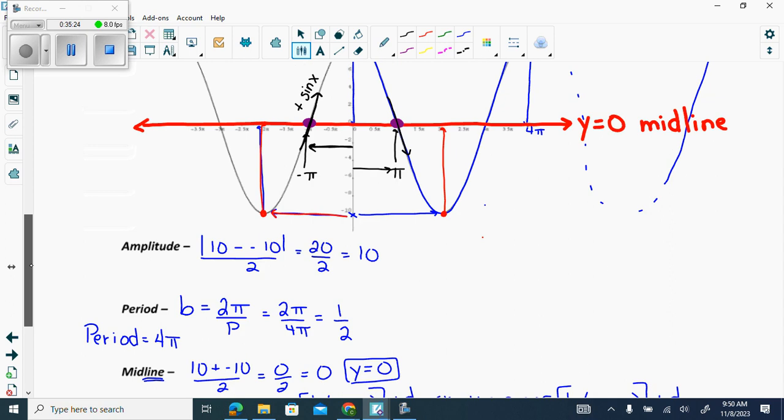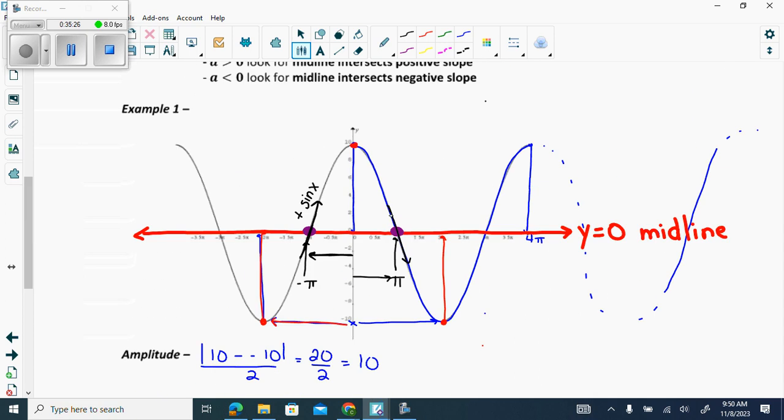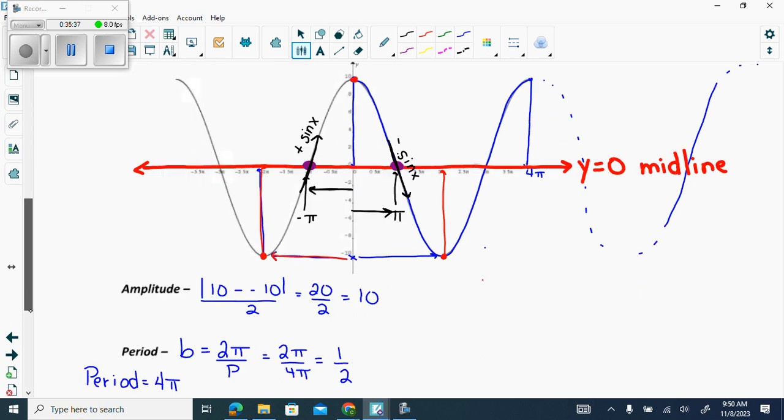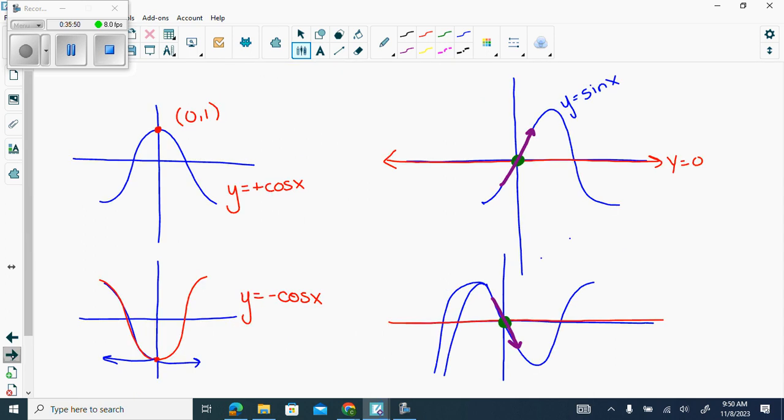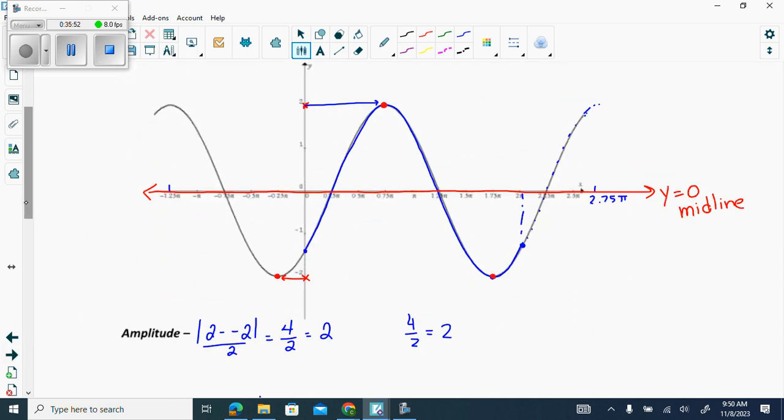All right. This one here is going downwards. So to get there, I have to go pi to the right, and this is my negative sine x. How do I go pi to the right? I go x minus pi. Okay, this one, I go here and I bold my intersections with the midline.